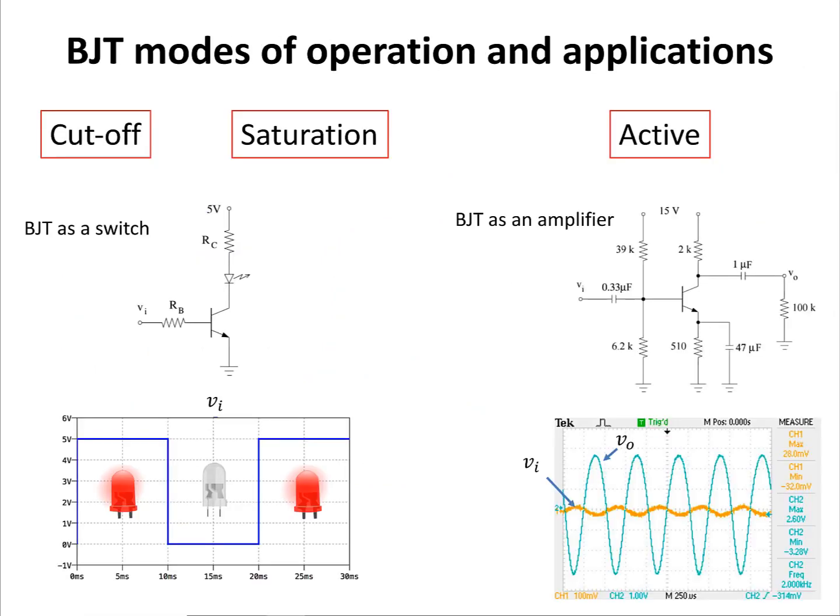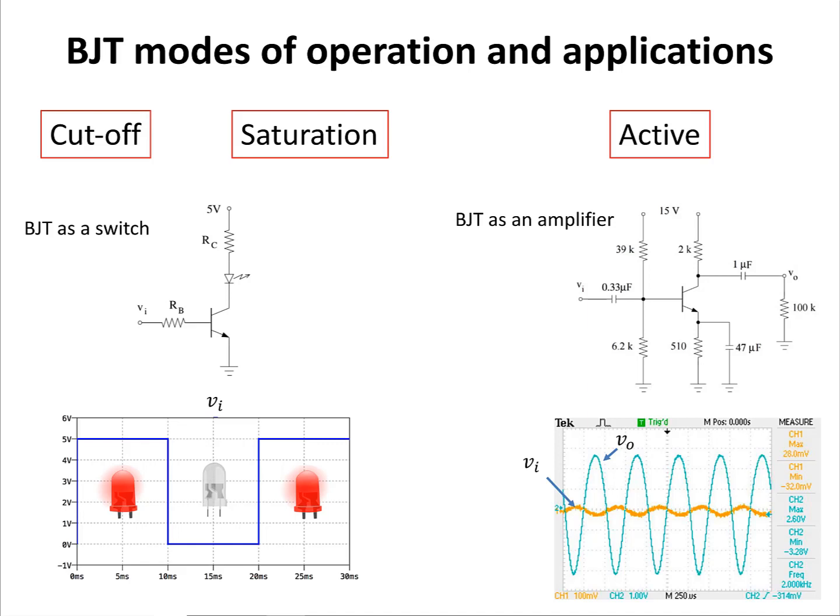BJTs have 3 modes of operation. They're either in cutoff, in saturation, or in the active region. The cutoff and saturation modes of operation are used when BJTs are used as switches. There are generally 2 types of applications for BJTs. They're either used as switches or as amplifiers. When they're used as a switch, they're going to be either in the cutoff region or in the saturation region. When they're used as an amplifier, they're going to operate in the active region.